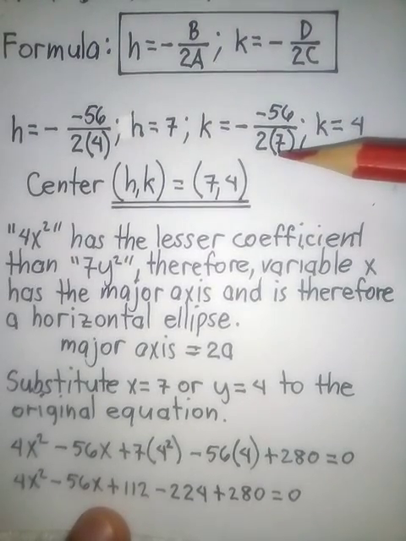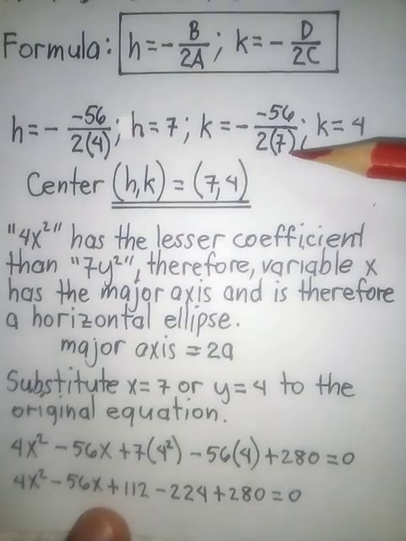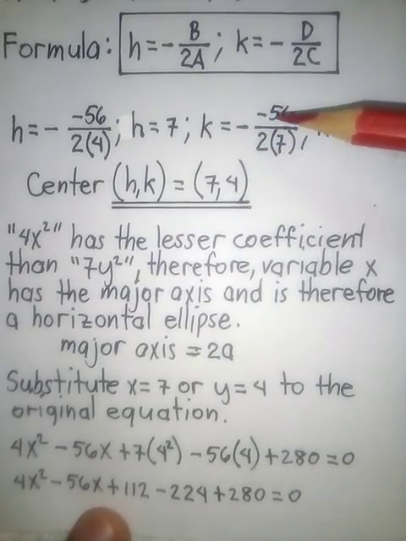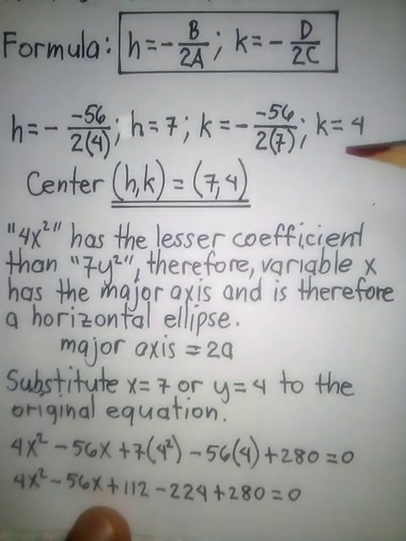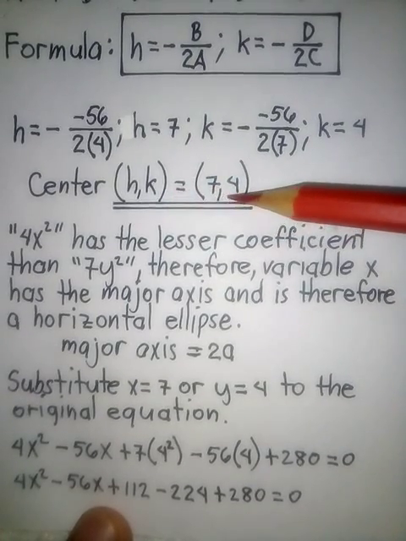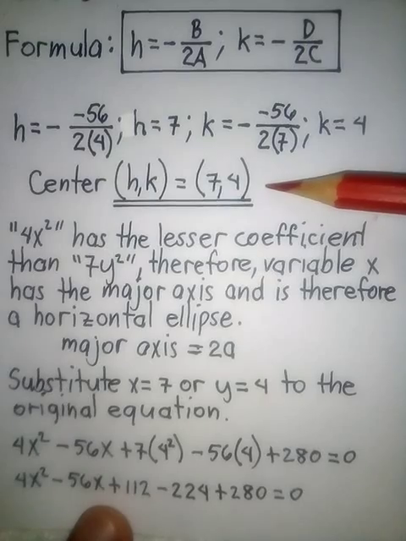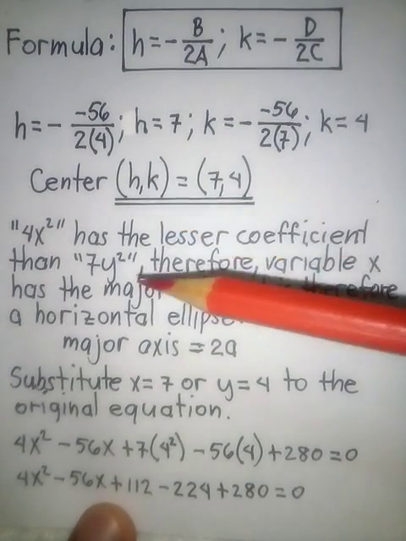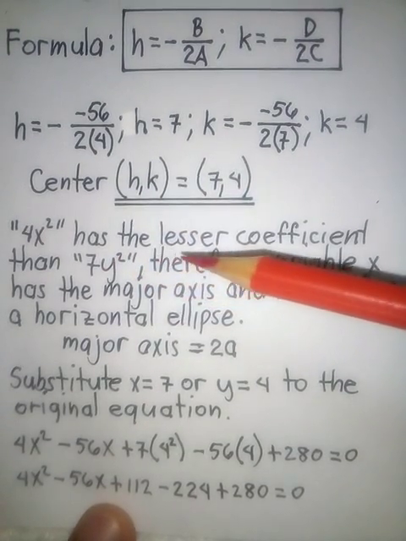Now, 4x squared has the lesser coefficient than 7y squared. Therefore, variable x has the major axis and is therefore a horizontal ellipse. So, the major axis is equal to 2a.